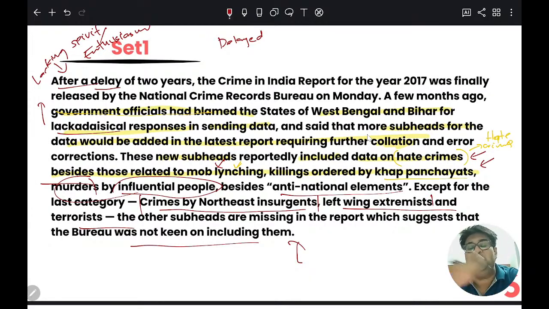You don't need to know the exact meaning of each and every word. You have to grasp the main idea that is happening. And terrorists. Okay, these are the anti-national people, right? Other subheads are missing in the report, which suggests that the bureau is not keen on including them. So the bureau did not include them. They were not careful or they were not happy to include them.